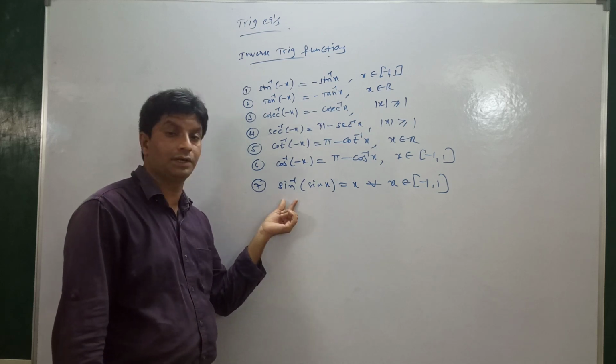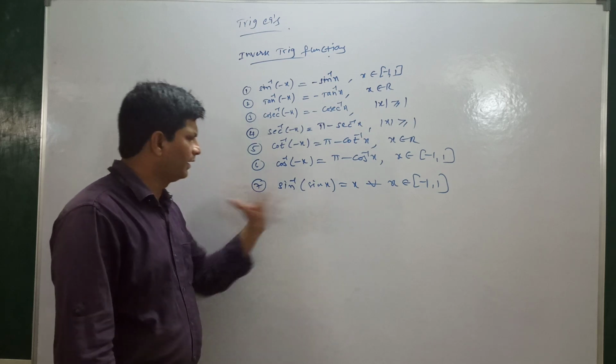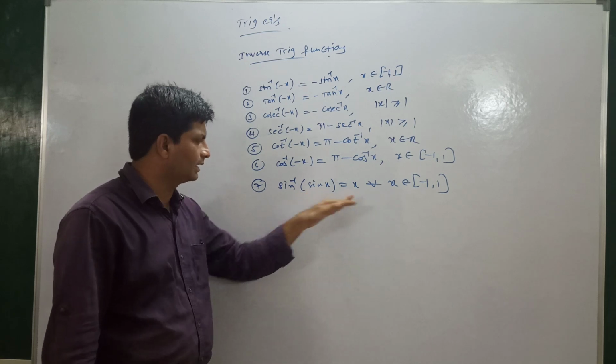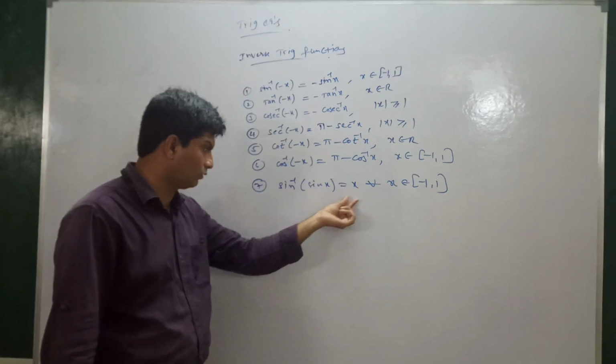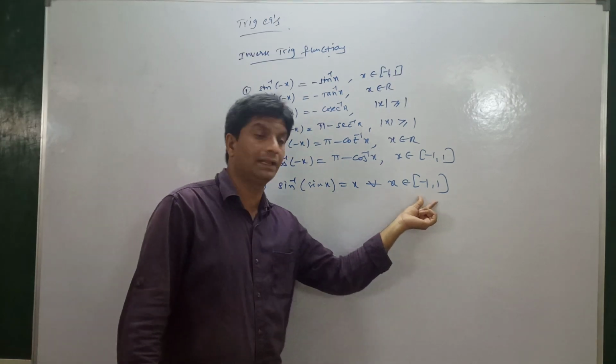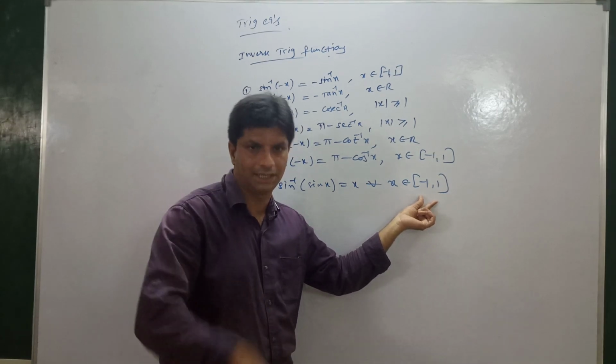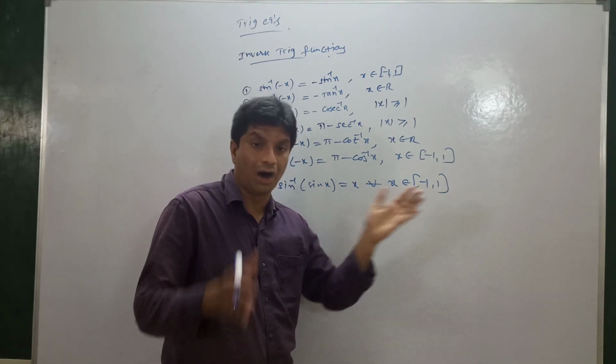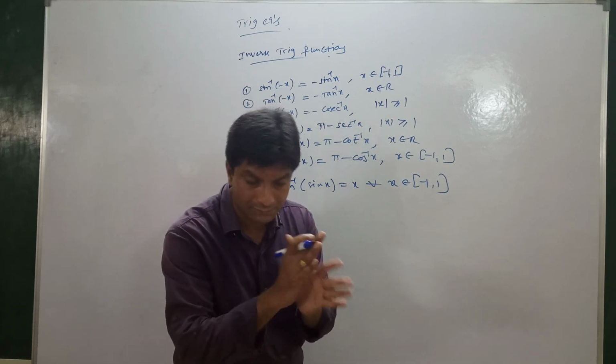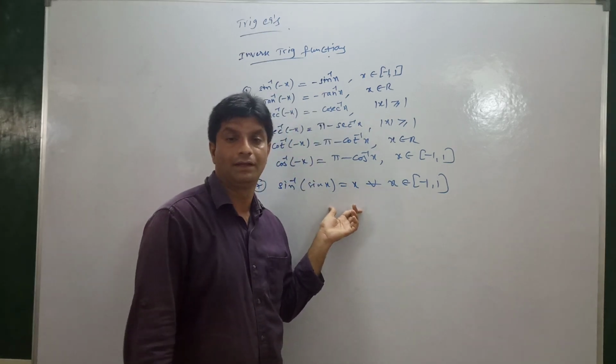Generally, students are confused about this concept. Whenever sin inverse of sin x is given, sin inverse of sin x equals x will happen only if the range of x is [-1, 1]. That is, if x equals minus 1, or x equals 1, or x lies between minus 1 and 1, only then can we do this.